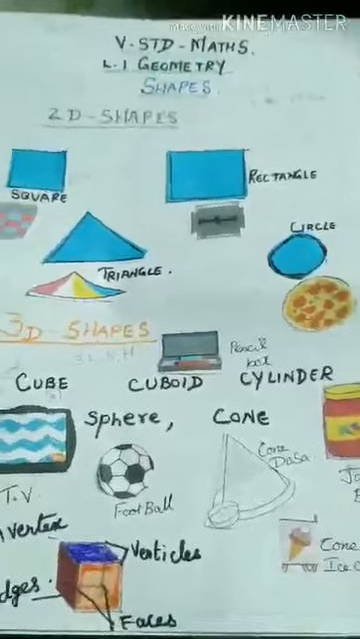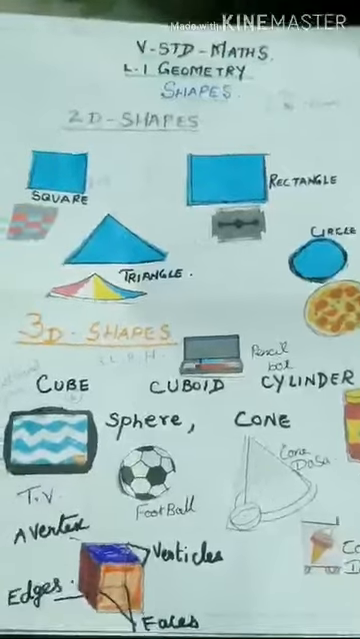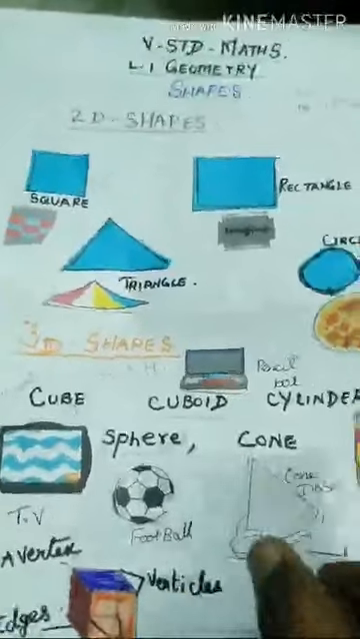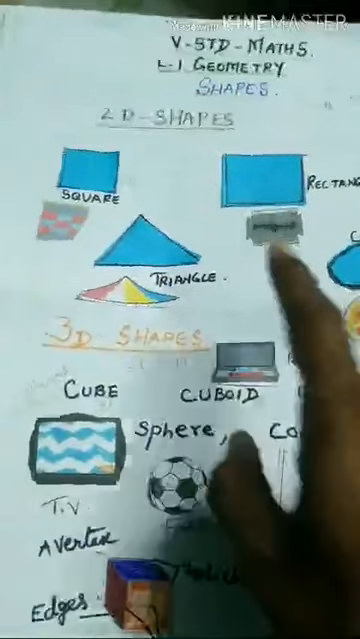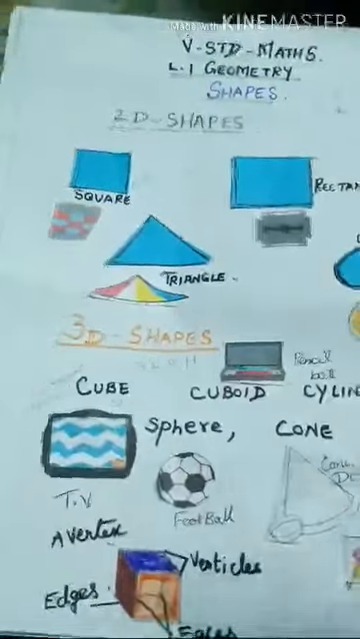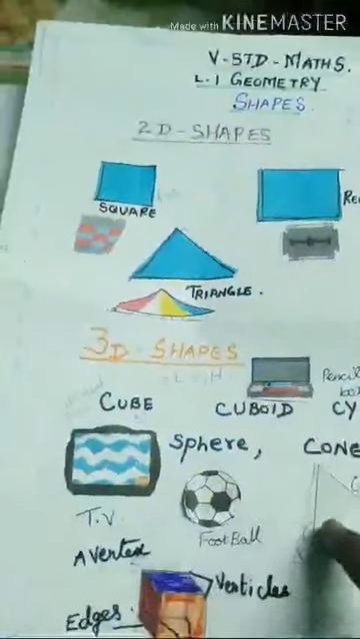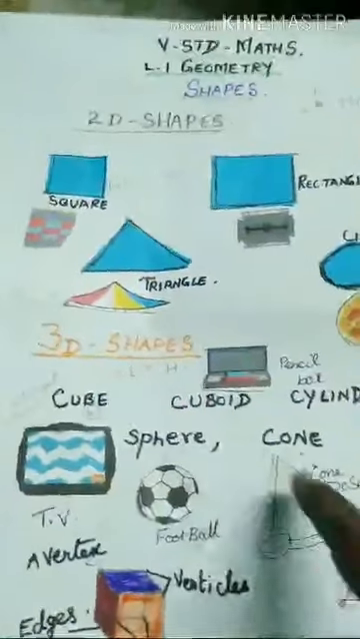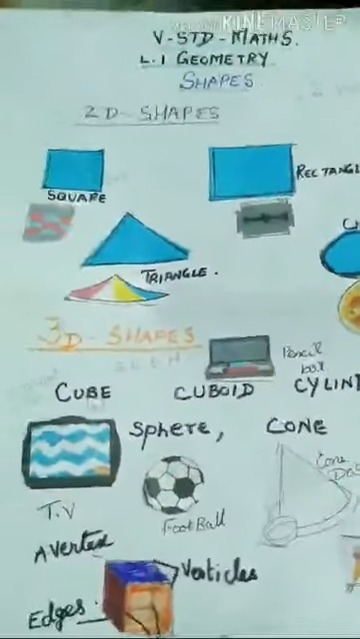So here I just want to mention the difference between the 2D shapes and the 3D shapes. First, in 2D shapes, we can see the shapes are on the surface. You can see the 2 dimensions of the shapes, that is the length and the breadth. But in the 3D shapes, you can see the length, the breadth and the height of the shape. So these are the 3D dimensions.